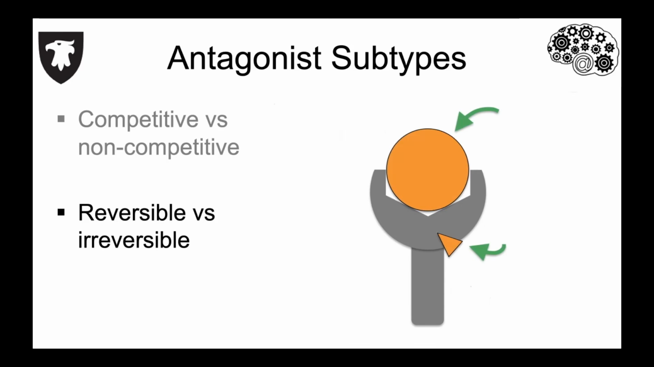However, irreversible antagonists form a permanent bond with the receptor, inactivating it entirely. When this happens, the only way to regain receptor function is by replacing the receptor entirely. For example, while naloxone is a reversible mu opioid receptor antagonist, naloxazone is an irreversible antagonist for the same receptor, which results in similar but longer-lasting effects.